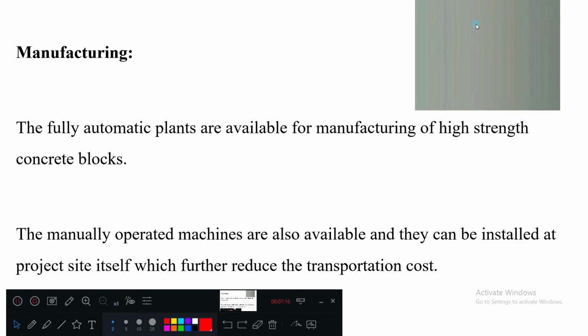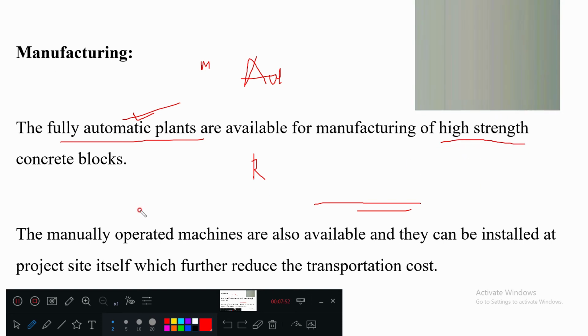Okay, so now we will go with the manufacturing process. We can go by fully automated plants. As we have seen in the brick manufacturing, there may be manual type, there may be automated, fully machined or computerized plants. So there may be so many cases depending upon the requirement at site. If it is a large site, where you want a continuous supply of blocks, then you can go for a fully automated plant. These will generally produce high strength concrete block.